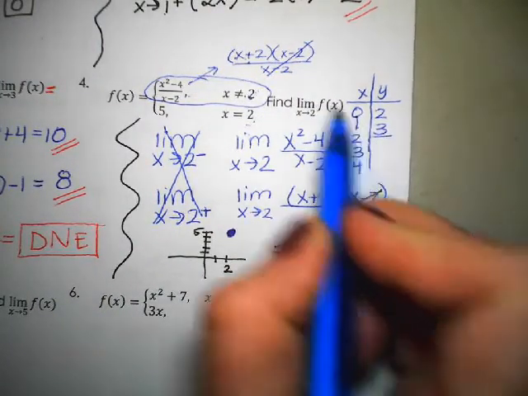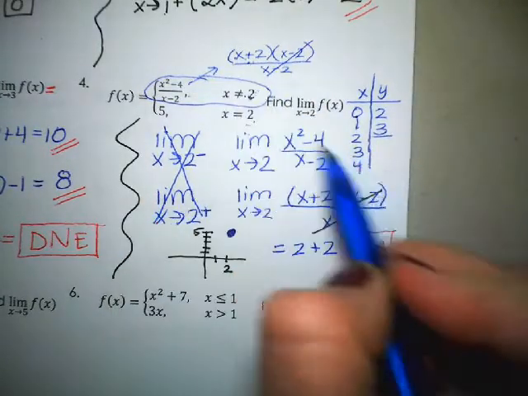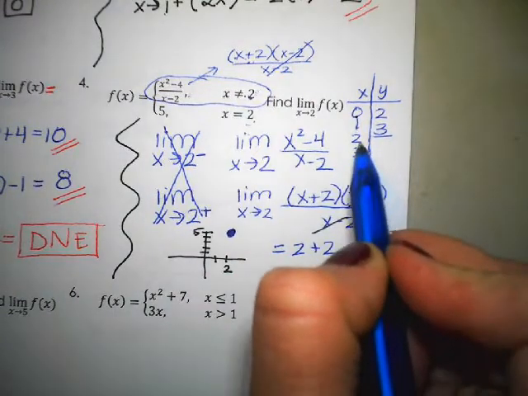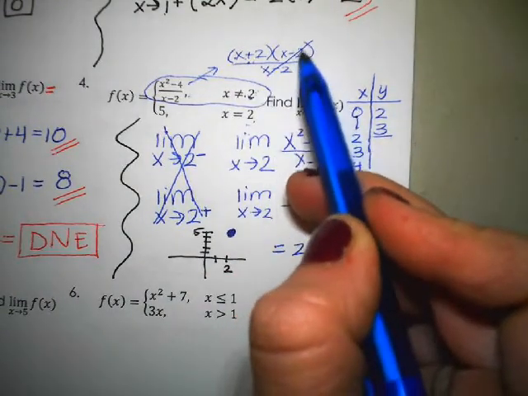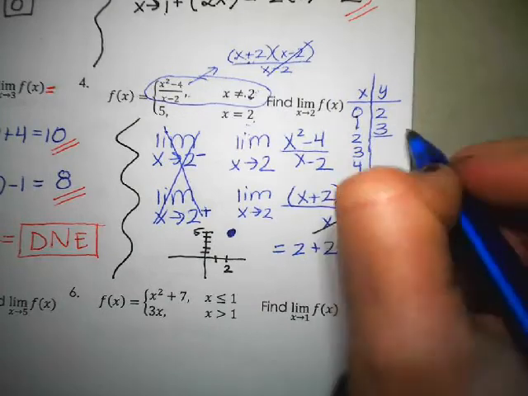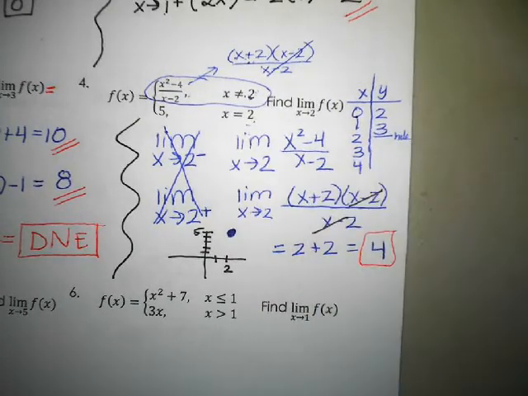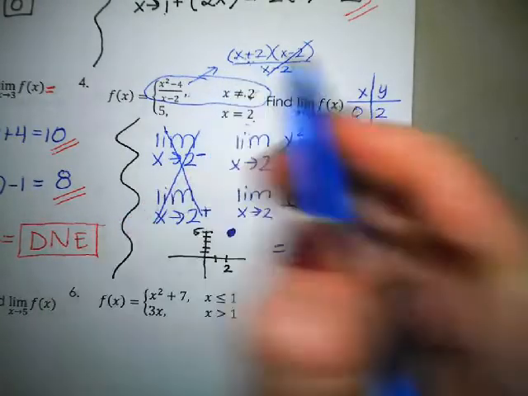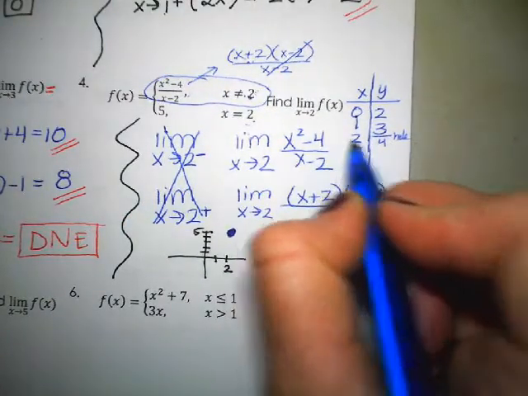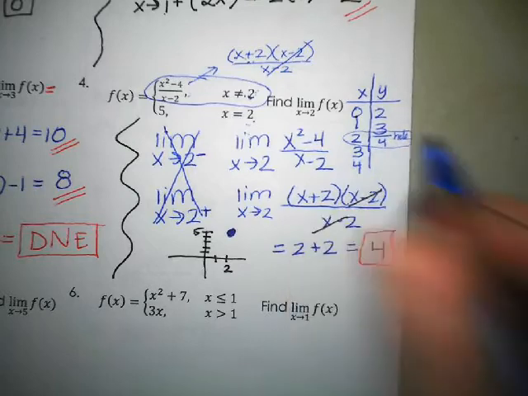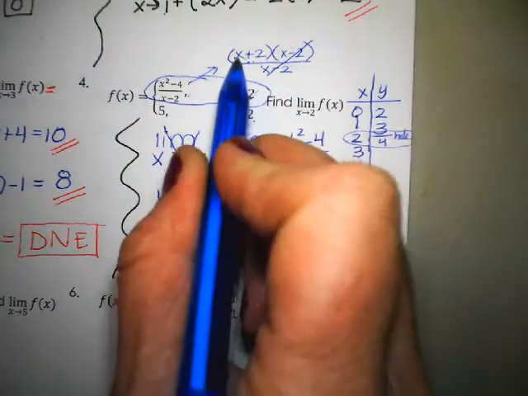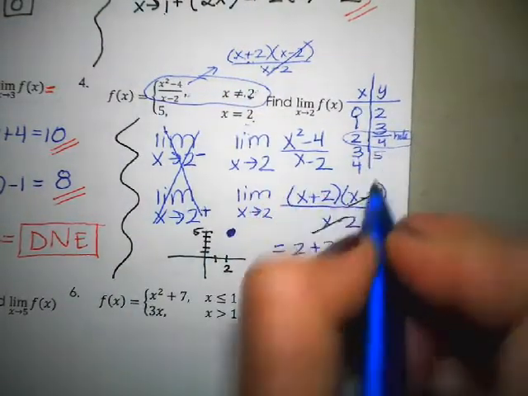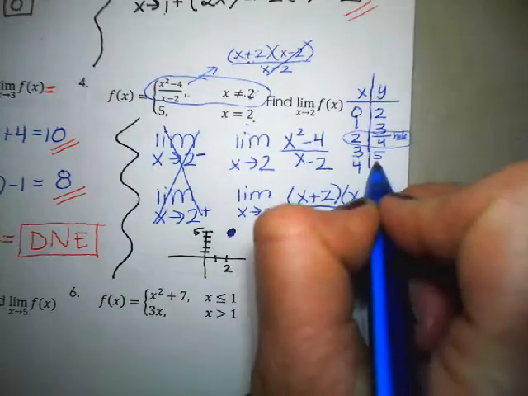If I were to plug 2 in here, I know it's not going to work. In fact, what's going to happen at 2 is there's going to be a hole in my graph. But if I wanted to see where that hole was, I could plug 2 into what's left. So 2 plus 2, or 4. So at 2 comma 4, there's a hole. If I put 3 in, 3 plus 2 is 5. If I put 4 in, 4 plus 2 is 6.